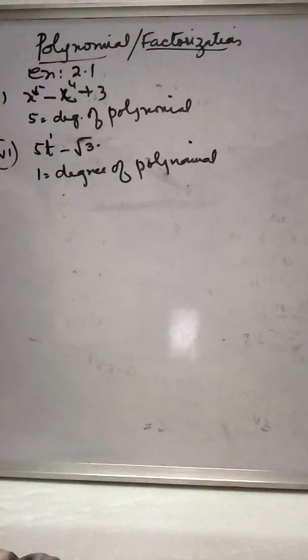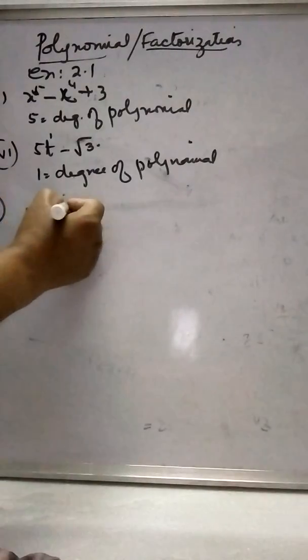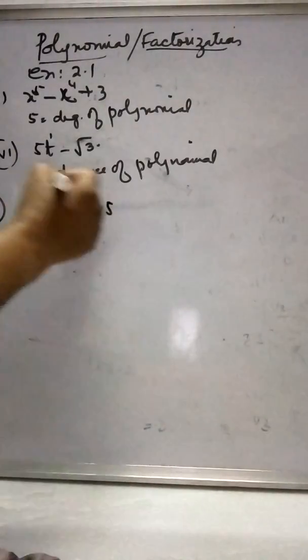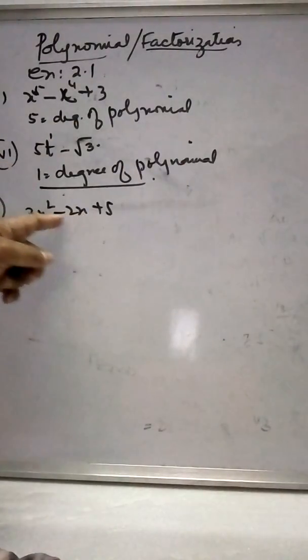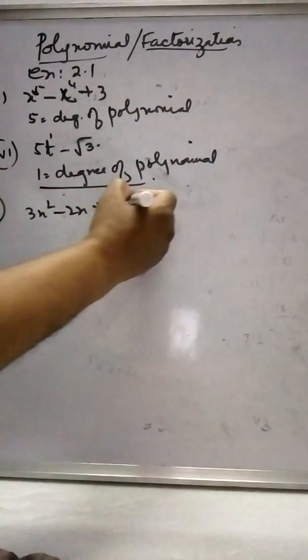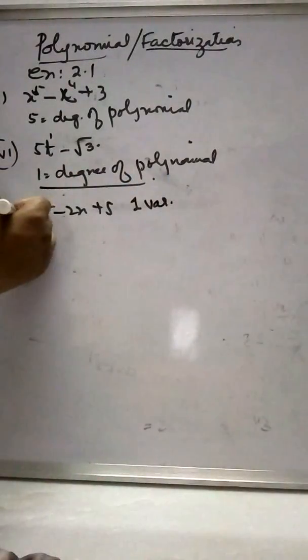Now the second problem is, which of the following expressions are polynomials in one variable and which are not? Give reason. So the first one is given as 3x square minus 2x plus 5. Here you see we have variable x only. So this is a polynomial in one variable.